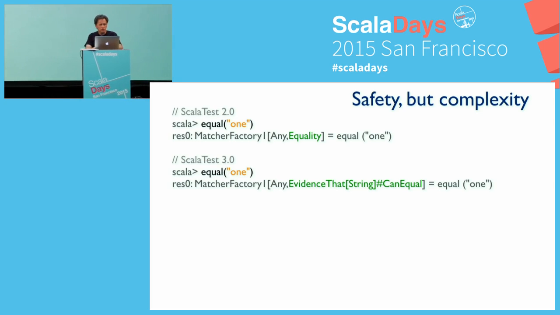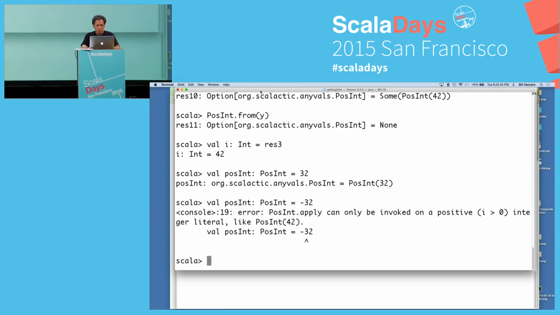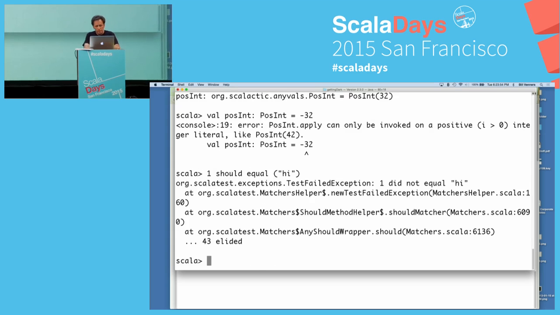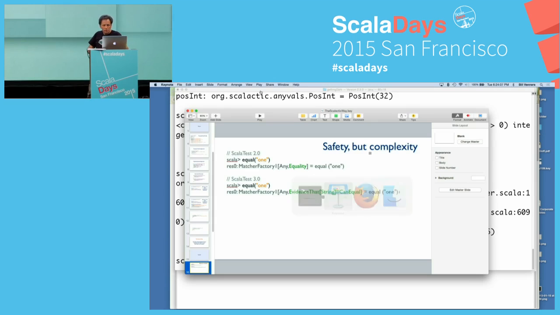essentially, I can just show you a demo. Let me show you that one. Do I have matchers here? One should equal high. So there's an example. I can say one should equal high, and instead of it not compiling, I get an exception, right? So I wanted to fix that. It's a really long story, and I'm not going to go into where I had to go to do it, but what I'll show you is just the output.